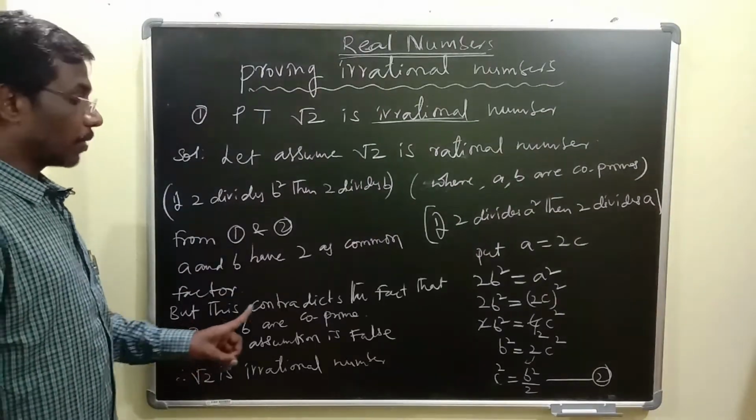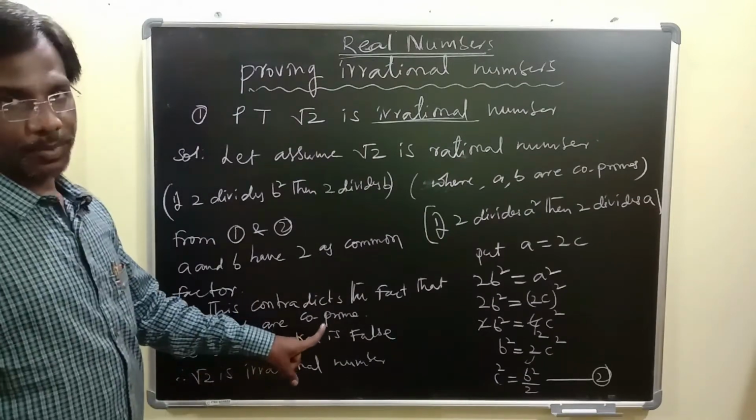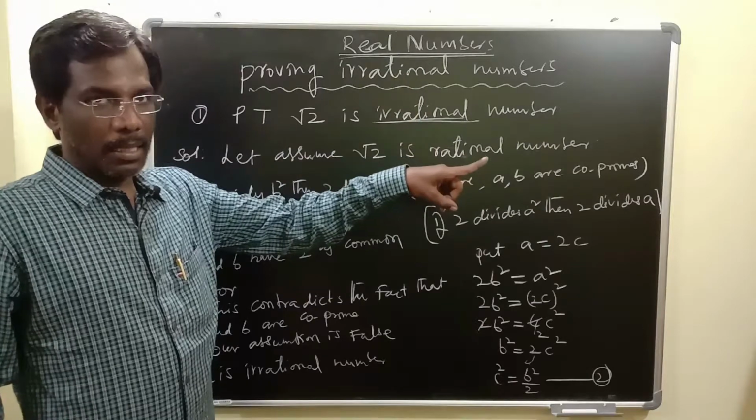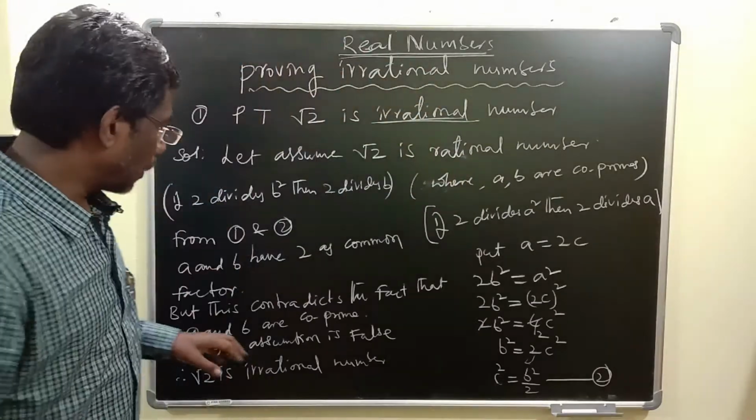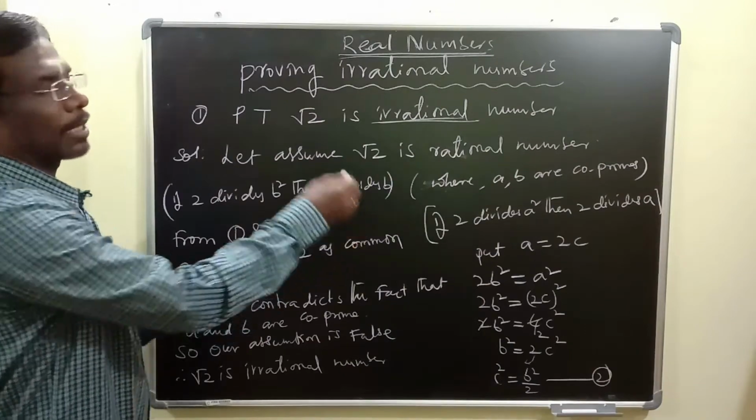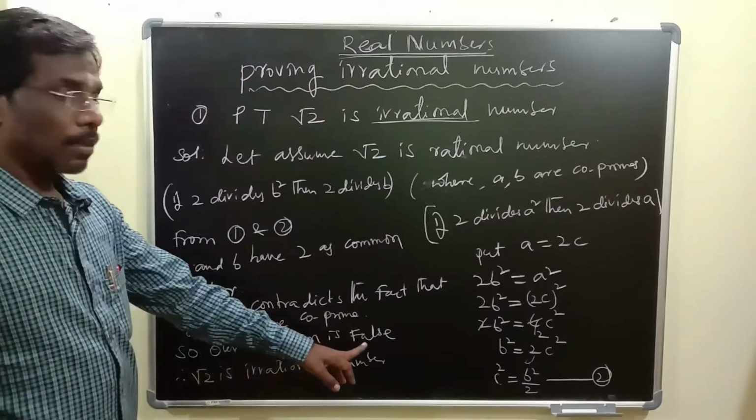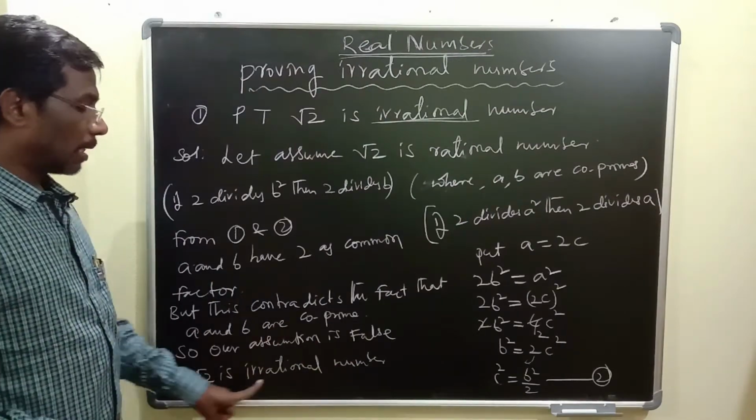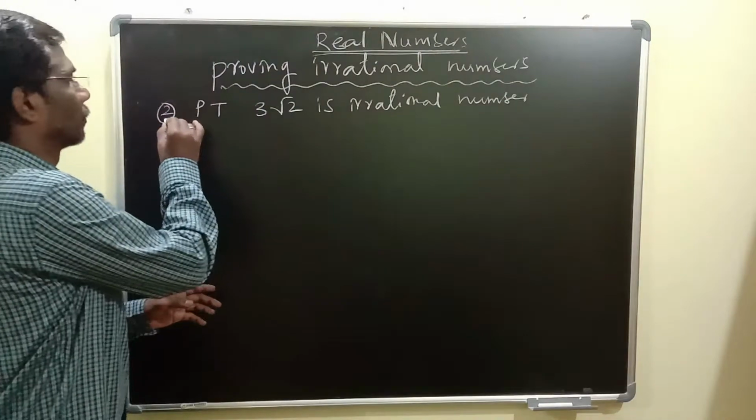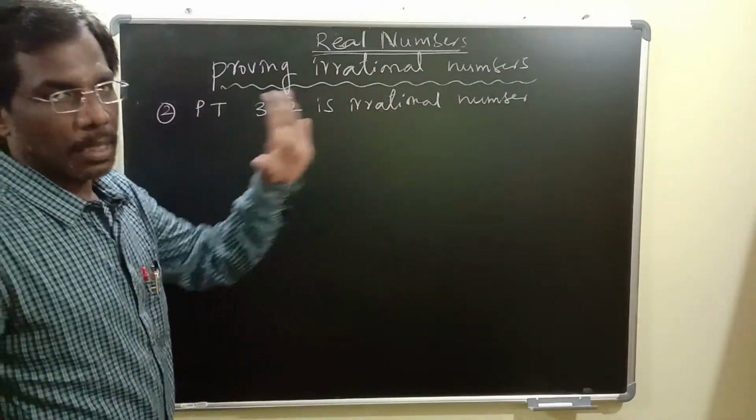But this contradicts the fact that A and B are co-primes. So what are we assuming? A by B that are co-primes, but here we are having A and B have a 2 as a common factor. So our assumption is false. Root 2 is an irrational number. Now next question, second question. Prove that 3 root 2 is irrational number.